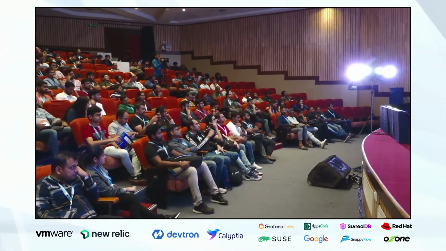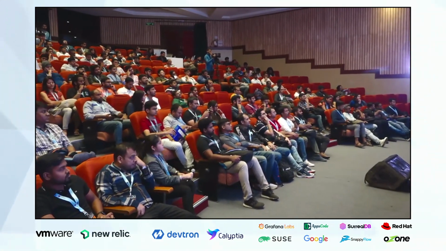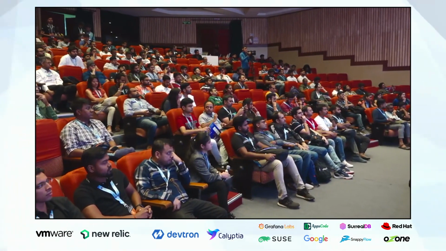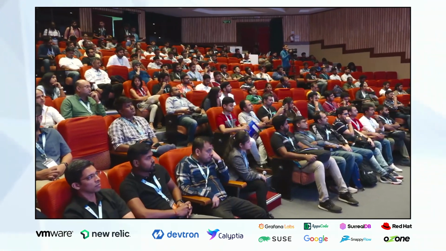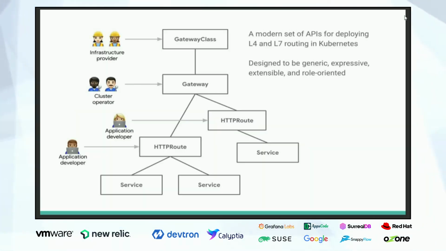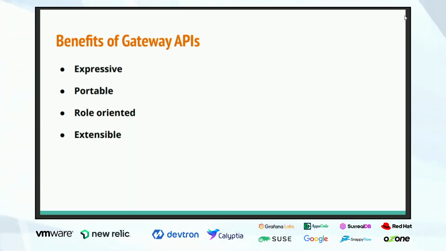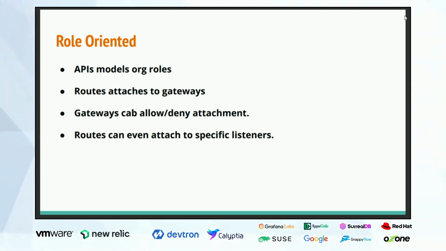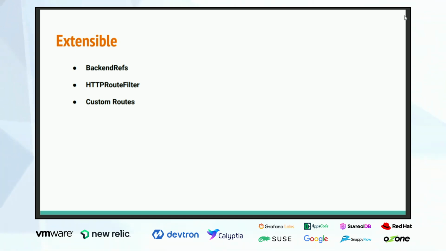There is the HTTP route filter, using which we can configure hooks to different phases of the request and response and then do some operation over there. And then there are custom routes. These routes are protocol specific, right? So if I want to support a new protocol, I can introduce a new custom resource or a new API and then implement it in my controller, right? For example, right now even the gRPC protocol is an experimental feature for gateway APIs. So all those benefits are also there.